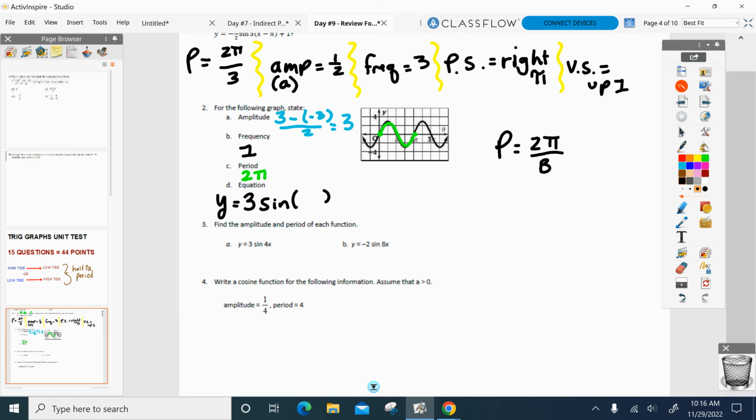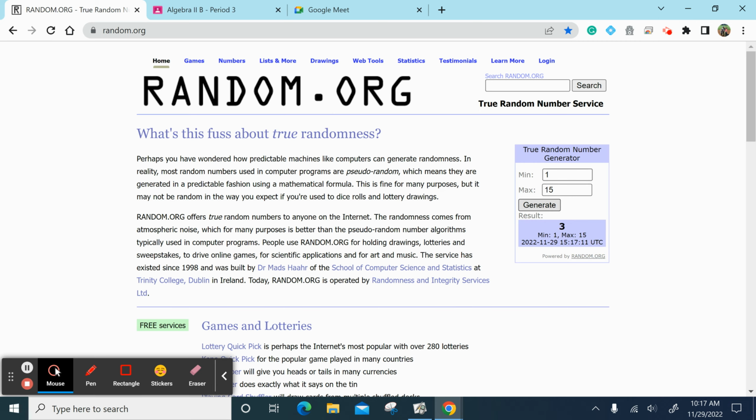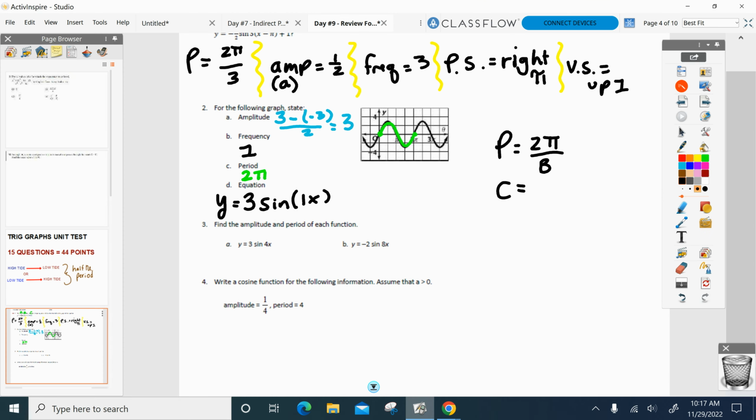B, which is your frequency, which is 1. I'm not putting 2 pi in here. Putting 1 or just 1x, whatever floats your boat. And then I didn't ask for it, but I still got to check for a what? Shift, C value. Because remember, the C goes out here. But you still got to find it to write the equation. How do you find a C value? Max plus min. Okay, so now I just take 3 and add it to -3 and divide by 2.